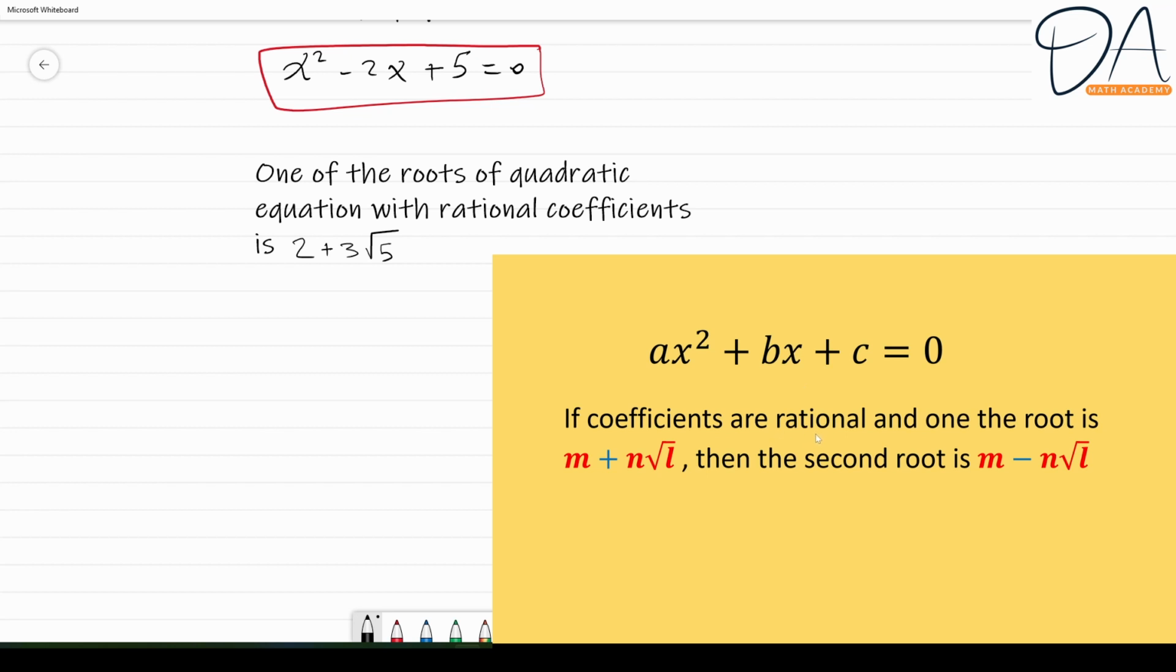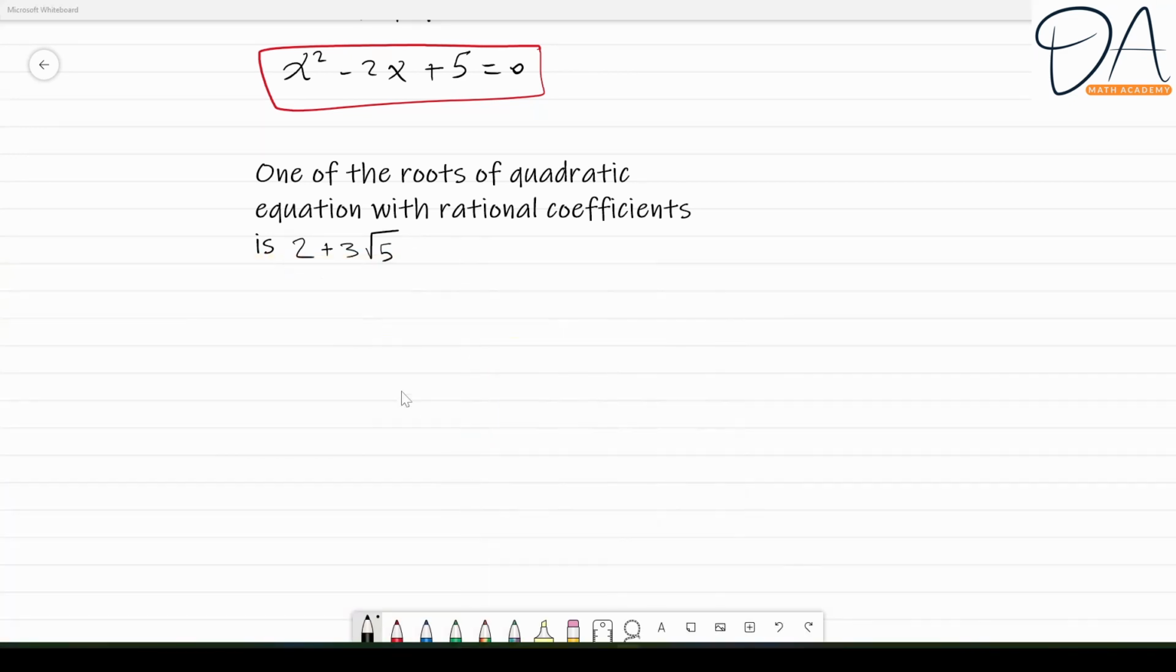So 3 is rational because we can write it as 3 over 1, 2 over 3, 3 over 4, and so on. These are rational numbers. So if a, b, and c are rational, and we know that one of the roots is of the form m plus n square root of l, then the other one is the conjugate, which is m minus n square root of l. So based on this, we know that the other root is 2 minus 3 square root of 5.